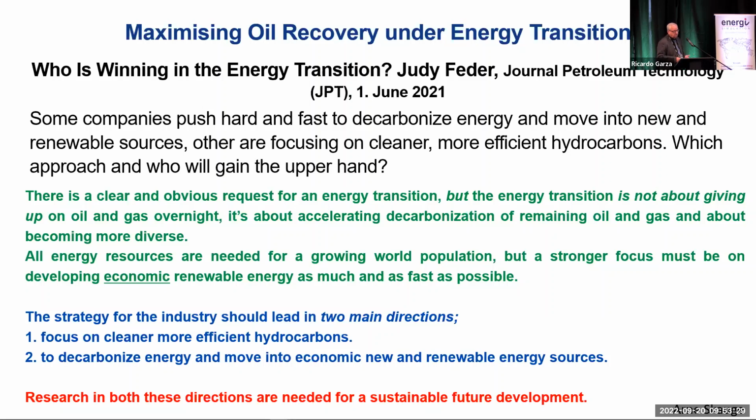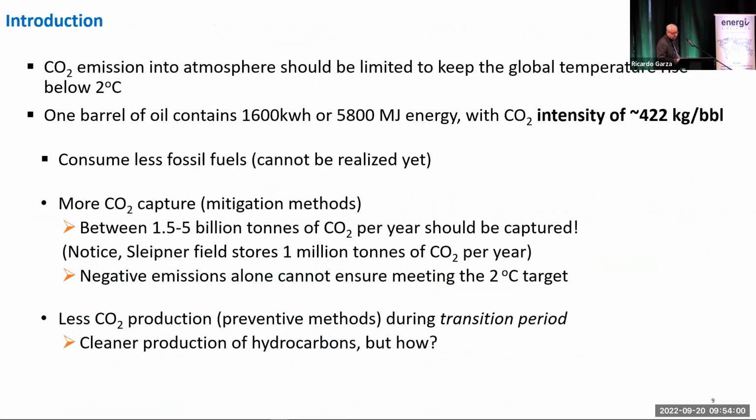So we have to focus on cleaner, more efficient hydrocarbon production, and to decarbonize energy and move into economically viable new and renewable energy sources. Both directions have to go, at least for the next maybe 20, 30 years. So we should do it and clean up, but how can we do it? Well, we know that producing an oil barrel gives a CO2 intensity of 222 kilos per barrel.